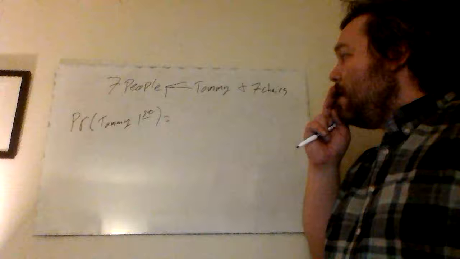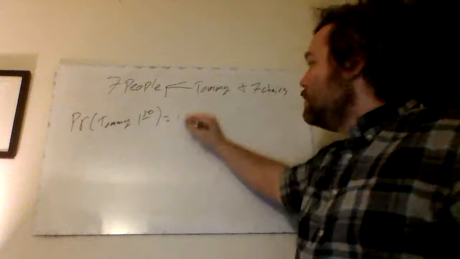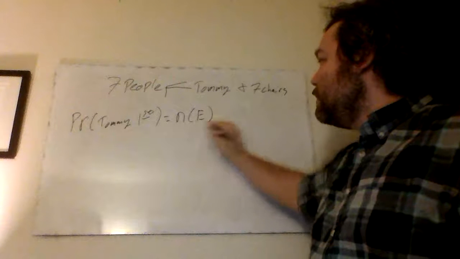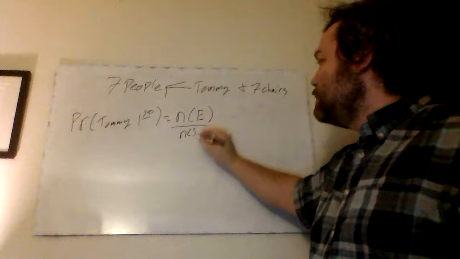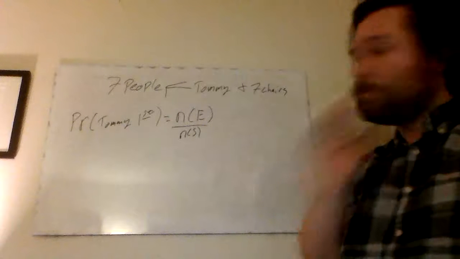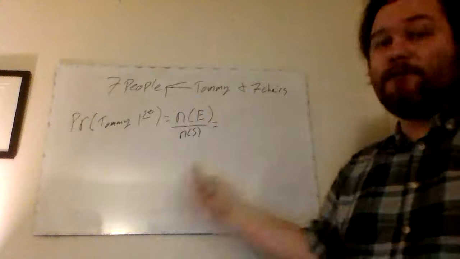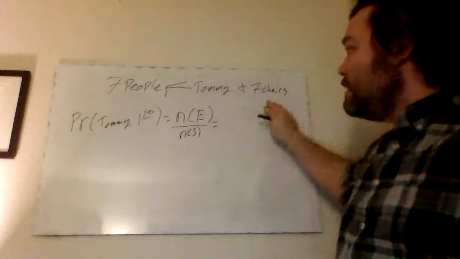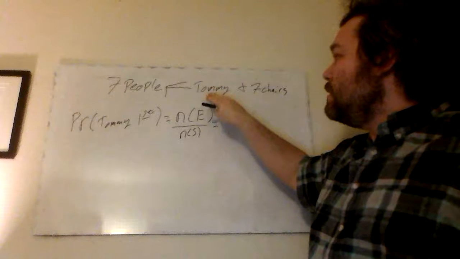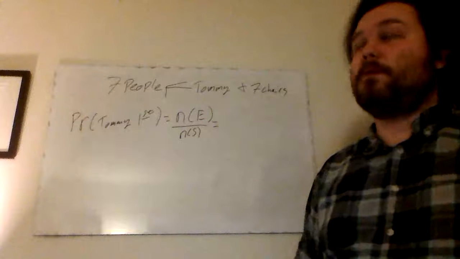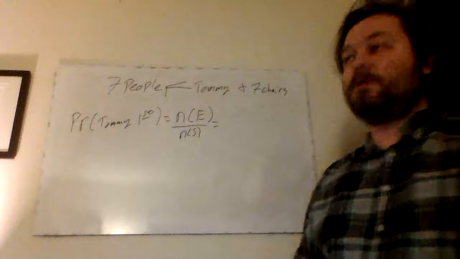So it must be some kind of permutation or multiplication principle. Alright, well, how do you figure that out? The probability is the number of ways the event can occur over the number of the sample space. So, how many ways can Tommy sit first? You have 7 chairs and 7 people. What's the probability he sits in the first chair?